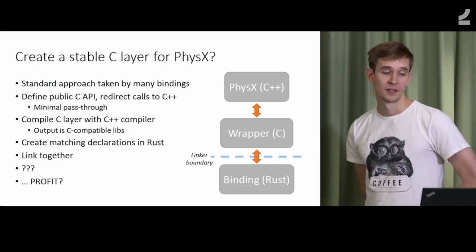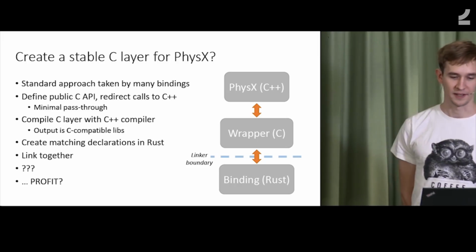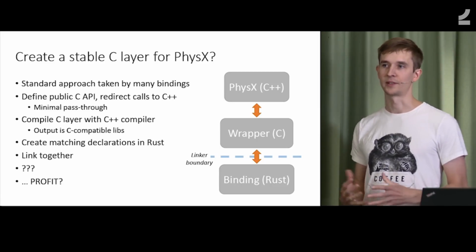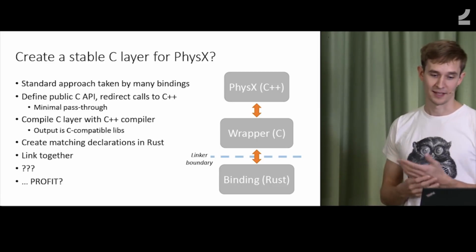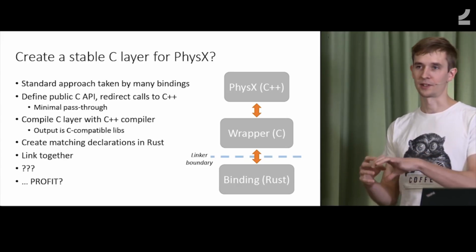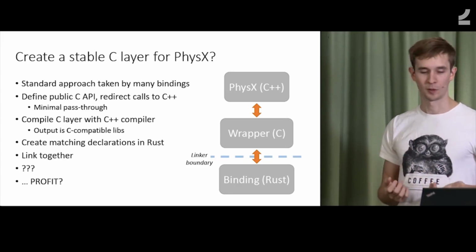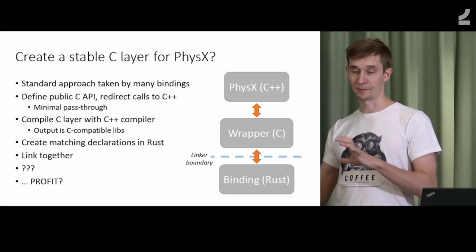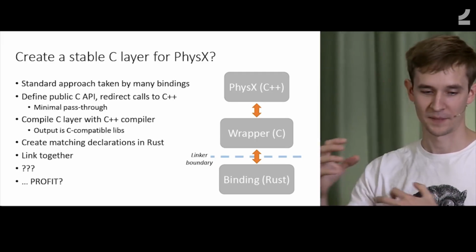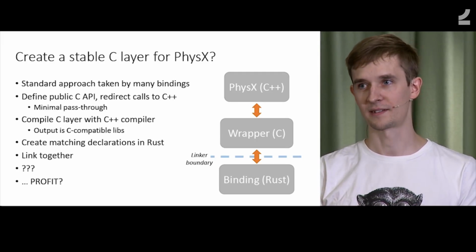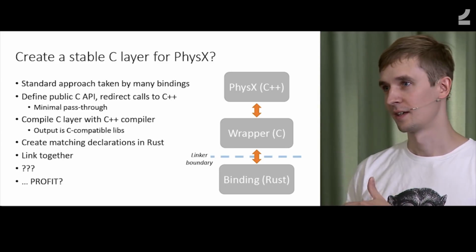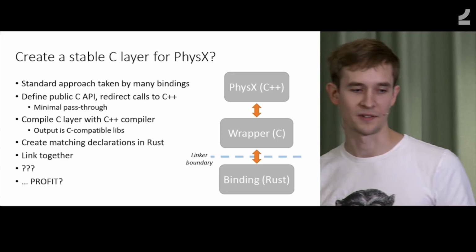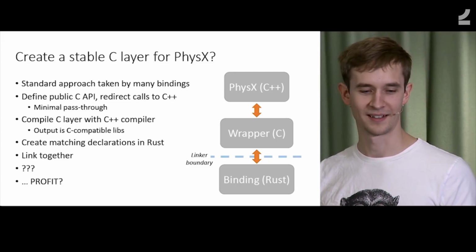So the idea will be to create a stable layer for PhysX, where we would define a public C API that would just redirect all the calls to the C++ layer. And then we will be talking to the C wrapper. The C wrapper just redirects things to C++, and hopefully everything works. Then we will take the C layer, compile it with the C++ compiler, which can understand both code bases, and give us a compatible C library that we can use. And we just link that with a matching set of Rust declarations, and hopefully things just work.